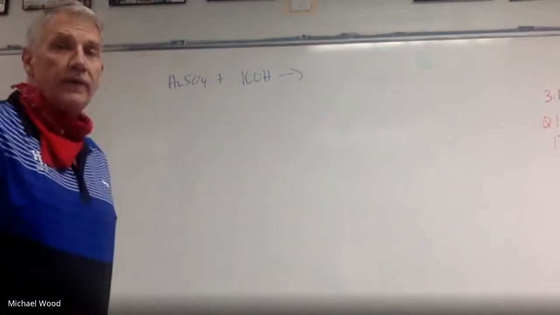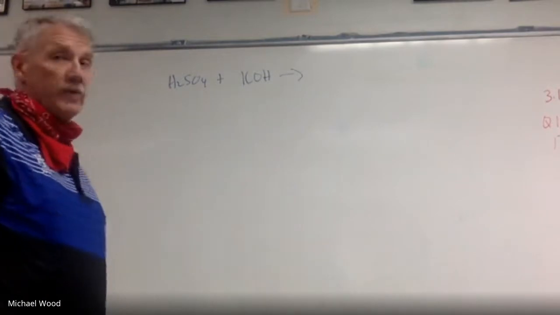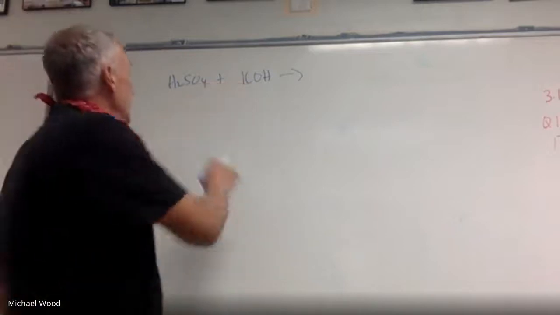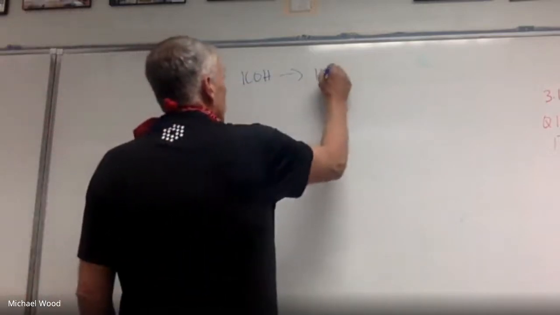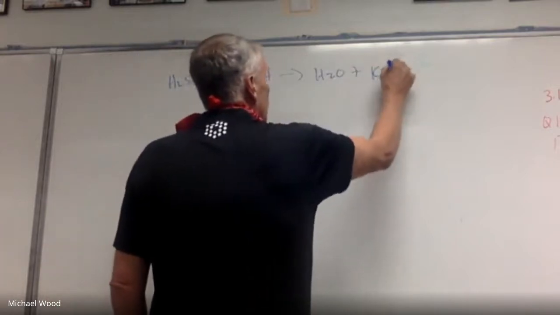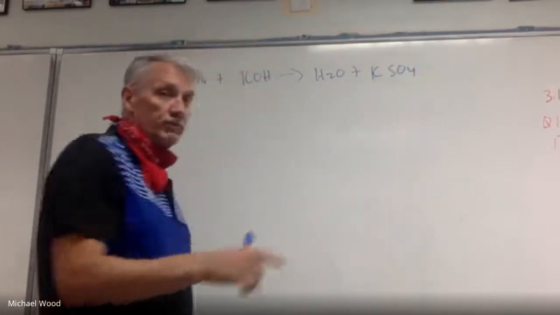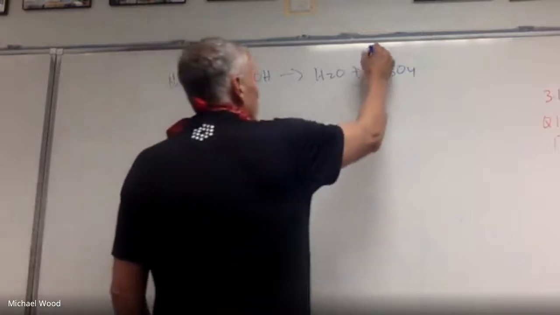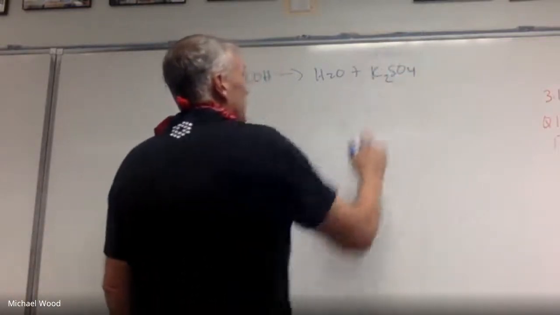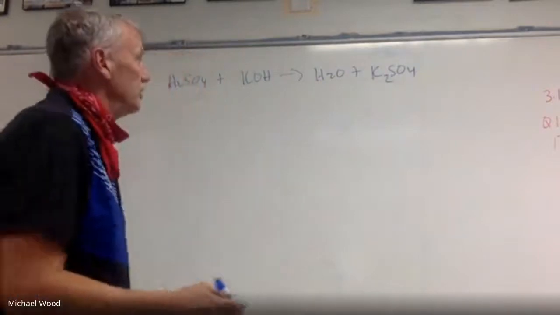This is one that we could have done in first year chem. This is outers and inners, strong acid, strong base. So it's always going to give off water. Those are the outers. And then the inners is going to be KSO4. And just to make sure you're following through on this, if K is a 1 and SO4 is a 2, it's K2SO4. Okay, so there's the reaction.